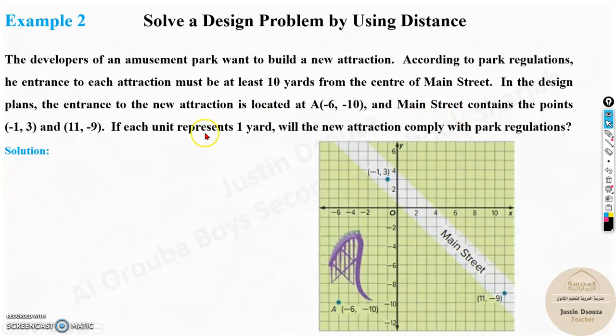Now, what is the regulation? It must be at least 10 yards from the center of the main street. So, this attraction has to be at this point, and the distance from here to here, the shortest distance, must be 10 yards. So basically, whatever we just now did, find the equation of this line, find the equation of the perpendicular line, and then solve it and make sure it must be more than 10. If it's more than 10, you should say yes, it complies, otherwise no.